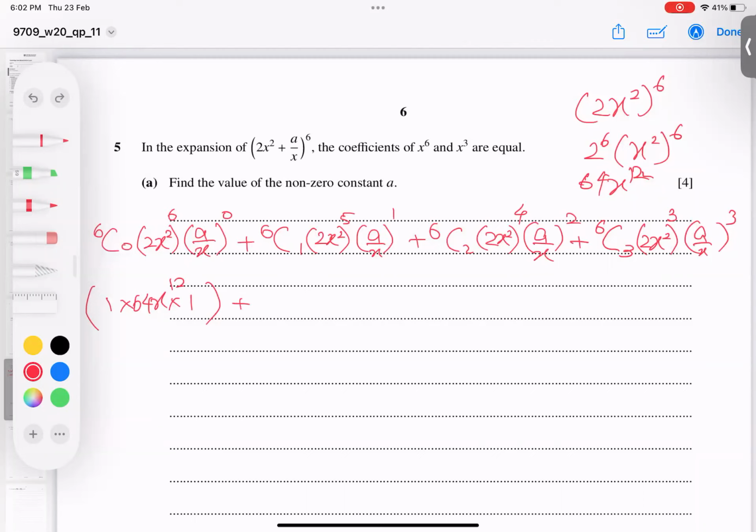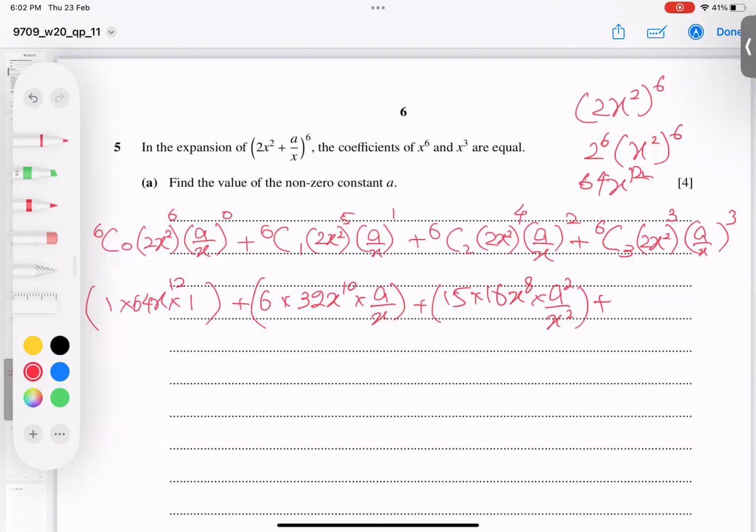6C1 is 6, and here 2 to power 5 is 32, and 5 twos are 10 because power to power multiply, and times a over x. Done. What is 6C2? 15 comes. You know it very well. 2 to power 4 is 16, and x to power 2 and 4, 4 twos are 8. A lot of algebra here. And the square of a separate and the square of x separate. It means a to power 2 over x to power 2.